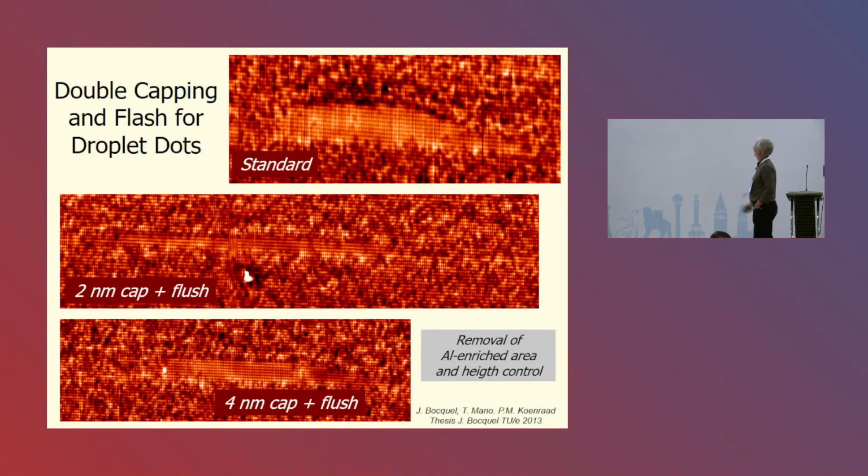Did it work? Well, here is the dot grown in the standard fashion. We see the aluminium-rich area above the dot. Here we have done this 2 nanometer cap. The first capping layer was 2 nanometers thick. Then we do the flash. Indeed, all the aluminium enrichment is gone. But you can also see that the top of the dot is rather flat, and the height, if you would measure it, is exactly 2 nanometers. We can also do it with 4 nanometers. And that way you see that you now also have a way to control the height of the dots.